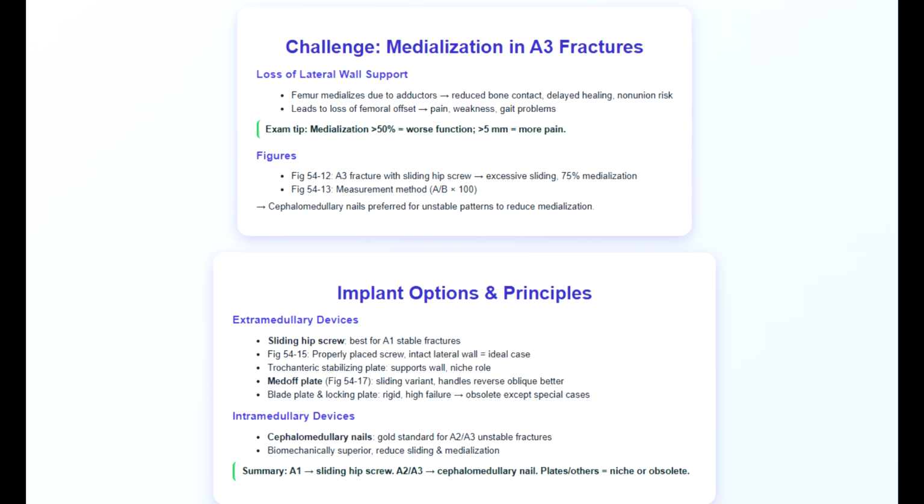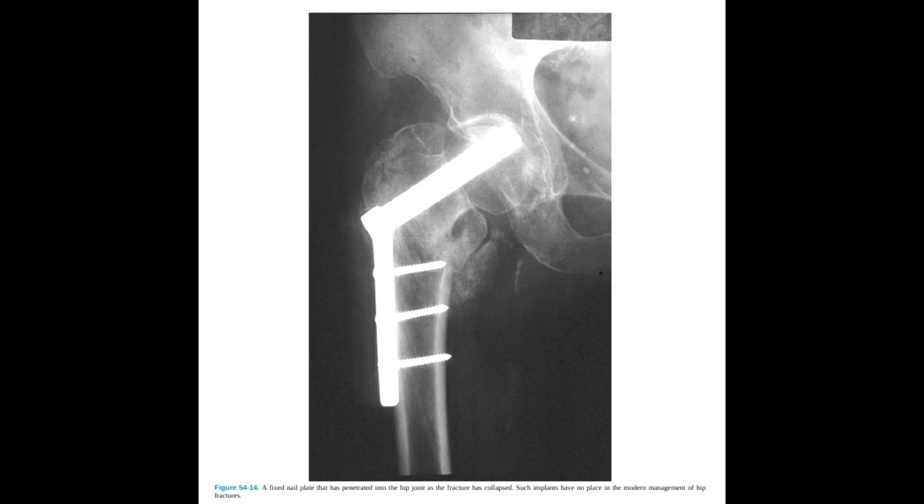Let's look at the figures to illustrate this concept. Figure 54-14 shows an outdated implant, a fixed nail plate that is penetrated into the hip joint as the fracture collapsed. These older devices, such as Jewett or McLaughlin plates, are no longer recommended because they fail to allow controlled collapse at the fracture site and instead lead to catastrophic penetration into the joint.